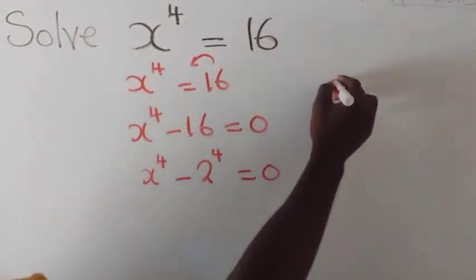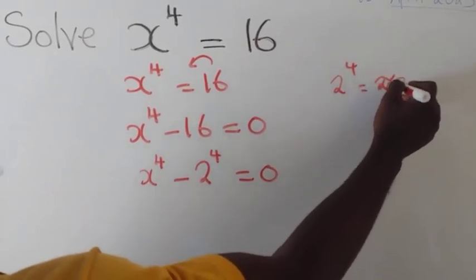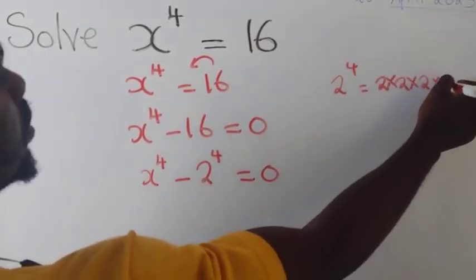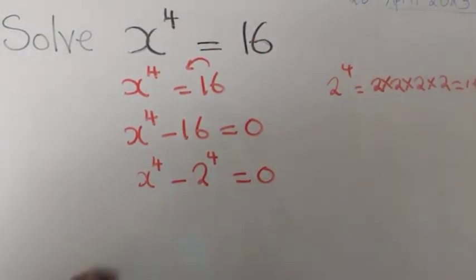So the reason is simple. When you multiply 2 to the power of 4 by itself, 4 times, 2 times 2 times 2 times 2, we are going to get what? 16. That's why we have written it in this way.